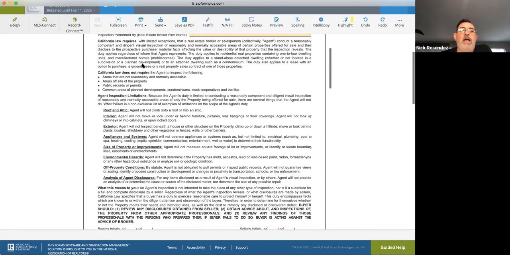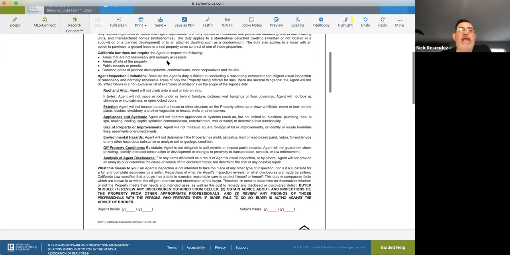So the AVID here, California law requires, with limited exceptions, that a broker or salesperson conduct a reasonably competent and diligent visual inspection of reasonably and normally accessible areas. Okay. So normally accessible, reasonably accessible, meaning you're not crawling under the house. You're not going on the roof. You're not opening every single cupboard or drawer. Okay.